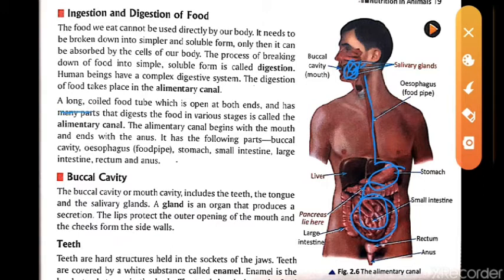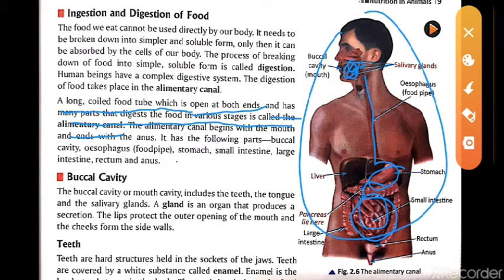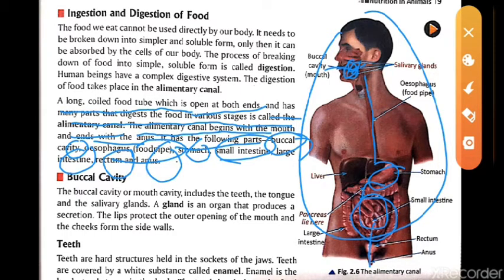A long coiled food tube which is open at both ends and has many parts that digest the food in various stages is called the alimentary canal. The alimentary canal begins with the mouth and ends with the anus. It has the following parts: the buccal cavity, esophagus, stomach, small intestine, large intestine, rectum and anus. I am pointing out all of them in the figure.